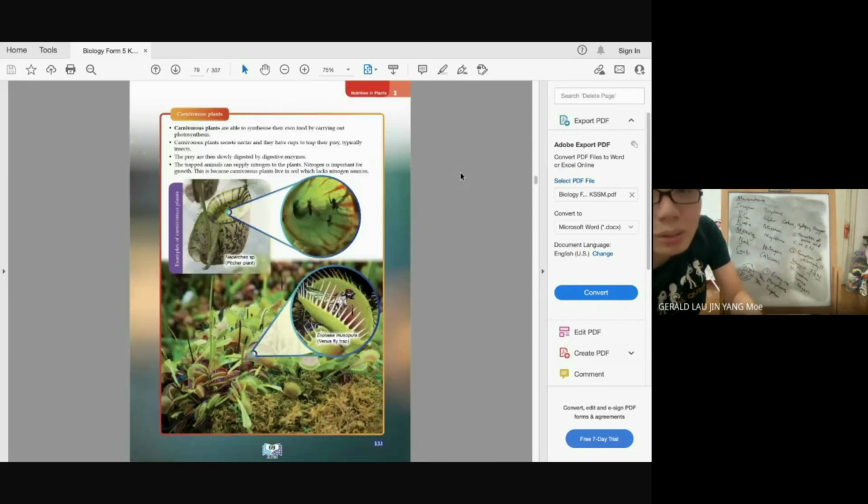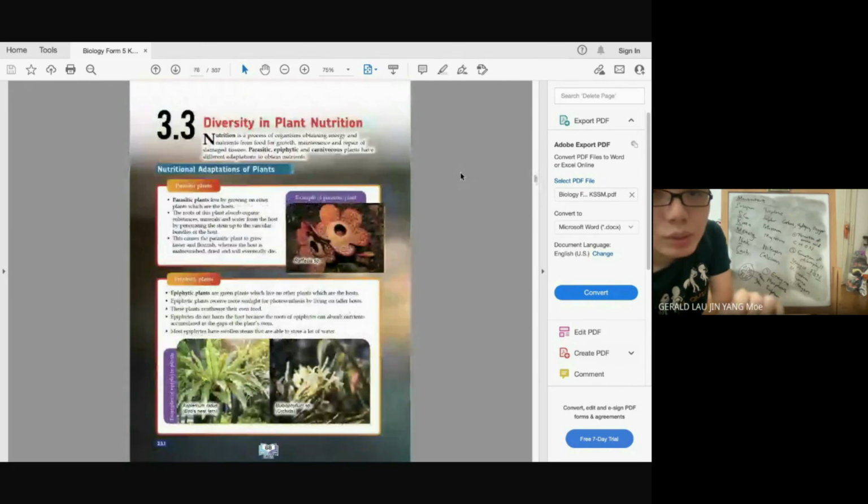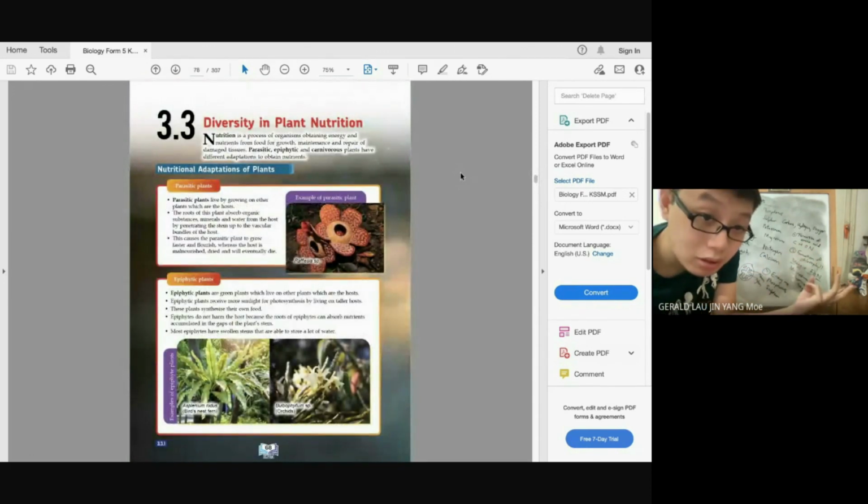Oh wait, there's only one more small subtopic, which is diversity in plant nutrition. Basically, plants have 3 special types. One is parasitic. That means the plant will absorb the nutrient from the host, and the host will eventually die. Like Rafflesia, it will absorb all the organic substances, mineral and water.